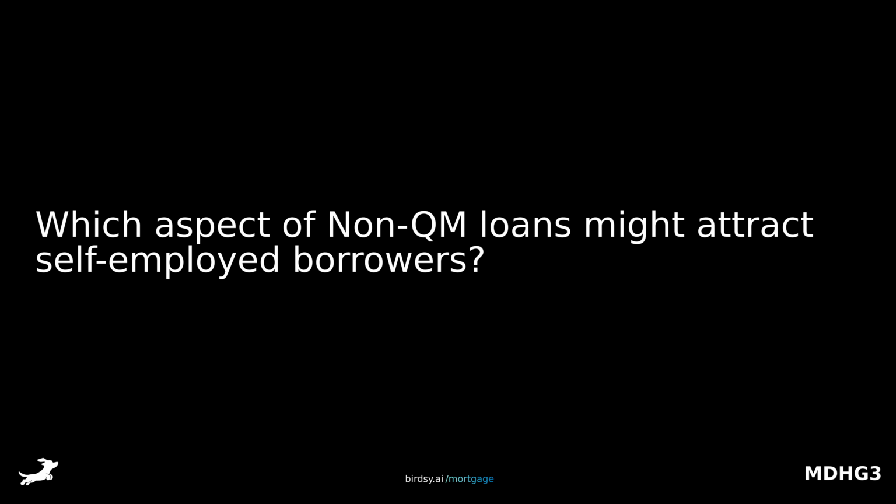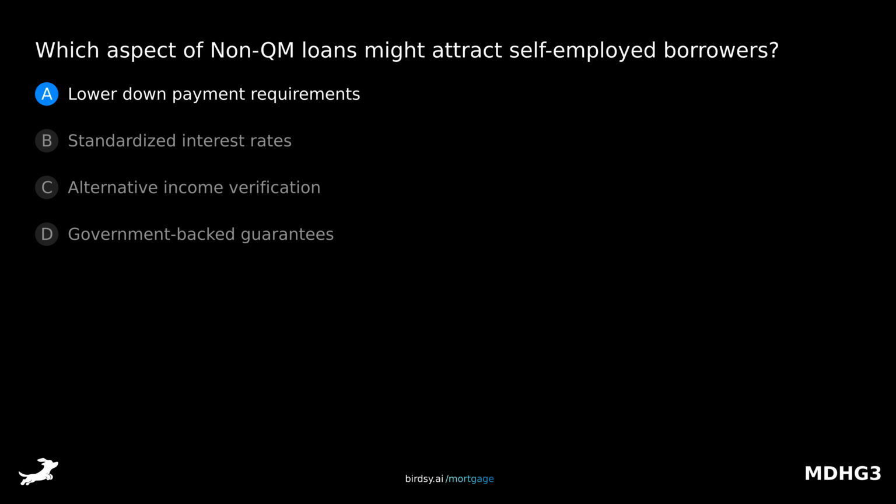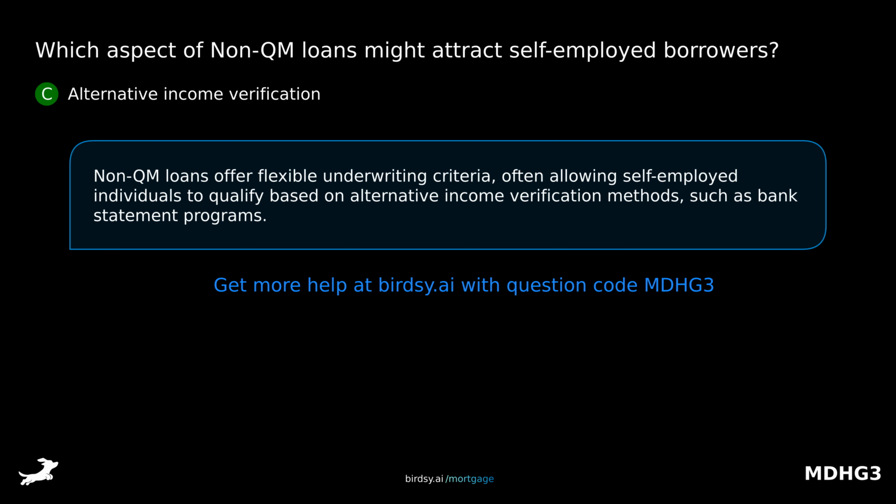Which aspect of non-QM loans might attract self-employed borrowers? Is it A, lower down payment requirements, B, standardized interest rates, C, alternative income verification, or D, government-backed guarantees? The answer is C, alternative income verification. Non-QM loans offer flexible underwriting criteria, often allowing self-employed individuals to qualify based on alternative income verification methods, such as bank statement programs.